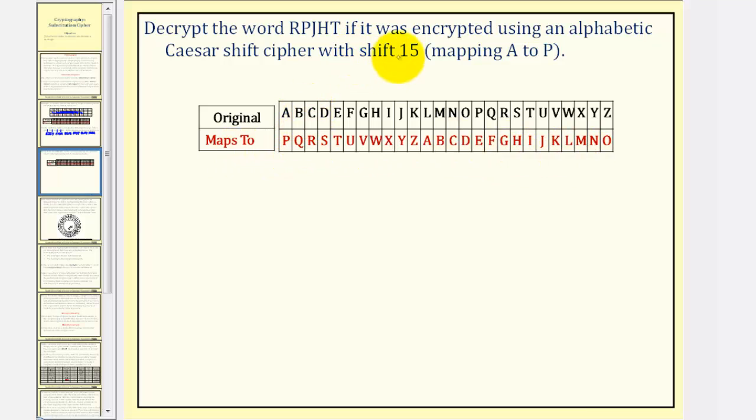Now to decrypt this, we'll look for these letters in the red row, then determine what the original letter was. So here's R, P, J, H, and T. So again, R was originally C, P was originally A, J was originally U, H was originally S, and T was originally E. So the original word was cause.